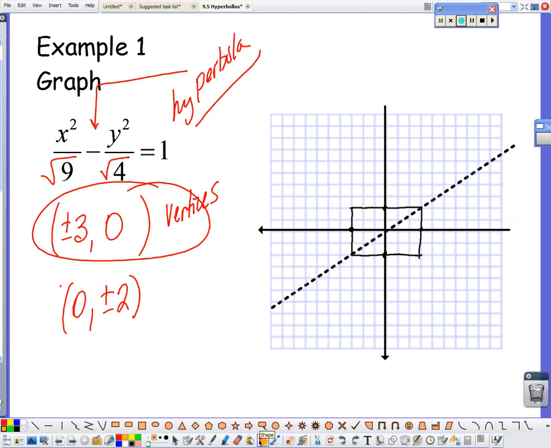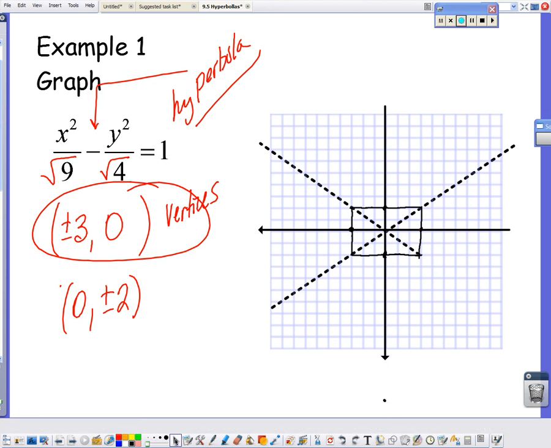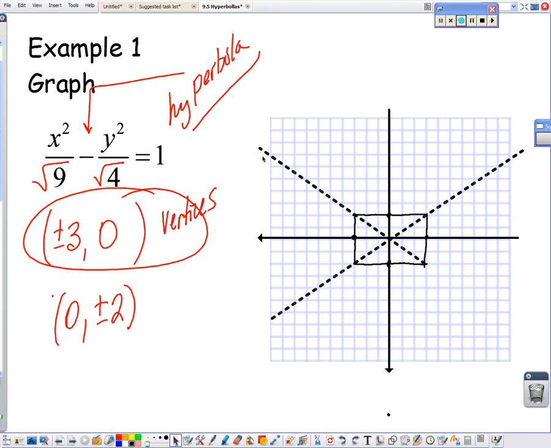So let's go ahead and do the next one. So let's go this way. And then we're going to draw it clear across there. So let's pick it up. And we're just going to extend it. Okay, all right, great. So the purpose of that is it's going to give me my asymptotes.